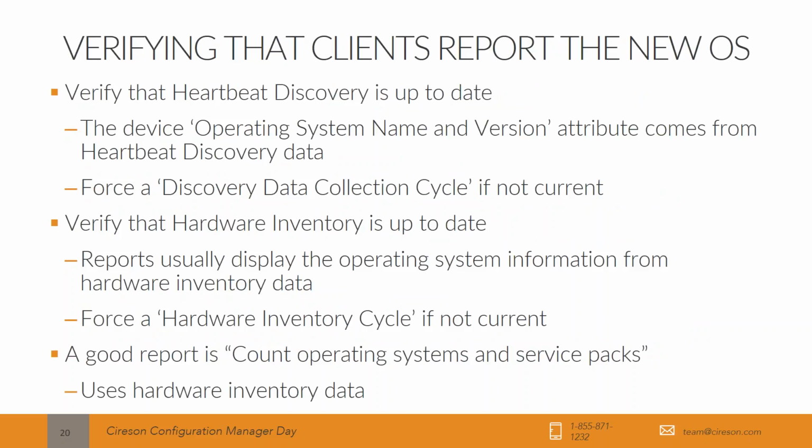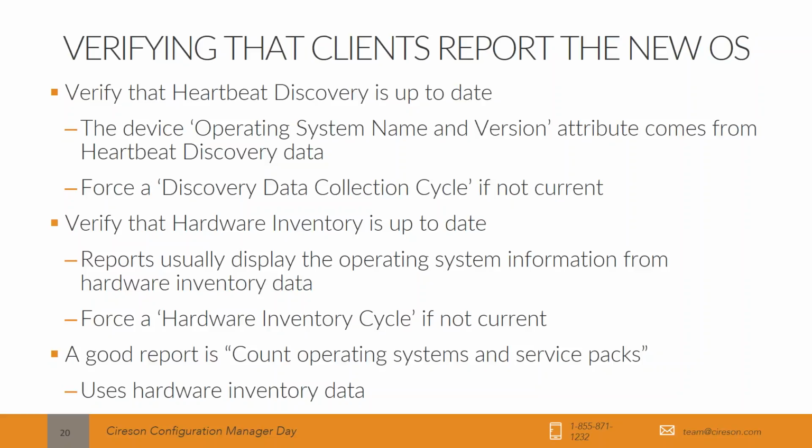Also, what you'd want to do is verify that when the clients have gotten their new operating system, they are reporting the new operating system. As I showed you previously in my devices node, I showed you client 7 and client 81. It said Windows NT Workstation 10.0. That comes from Heartbeat Discovery. So you want to make sure the Heartbeat Discovery data is up to date. If it's not, then just force a discovery data collection cycle on the client, and that will force it to do Heartbeat Discovery, because by default it's weekly before it'll send it in.